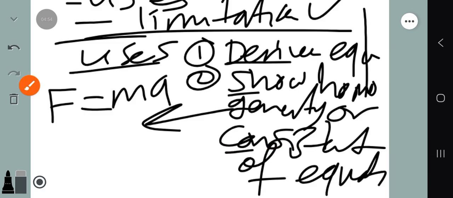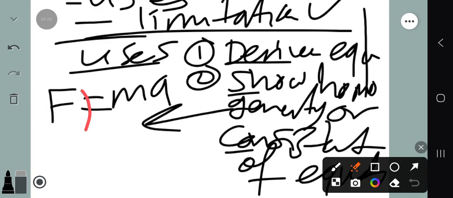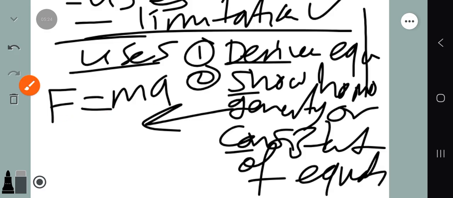So what you do is, a consistent or homogeneous equation means the units on the left-hand side must be equal to the units on the right-hand side, all right? So your job is to know the basic units of force and the basic units of mass times acceleration. Now, if you find that the basic units of force are equal to the basic units of mass times acceleration, then you conclude that this equation is homogeneous or consistent or correct, all right?